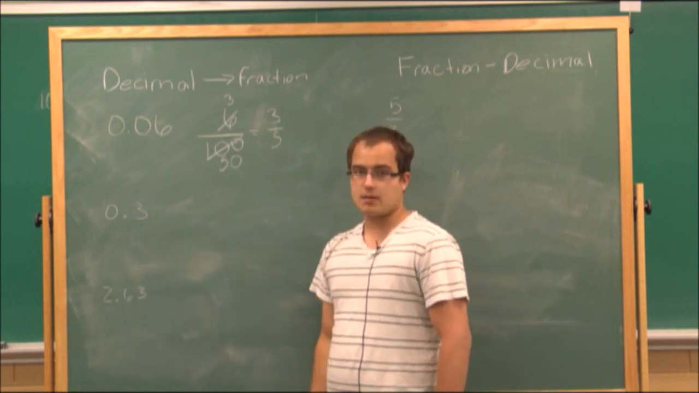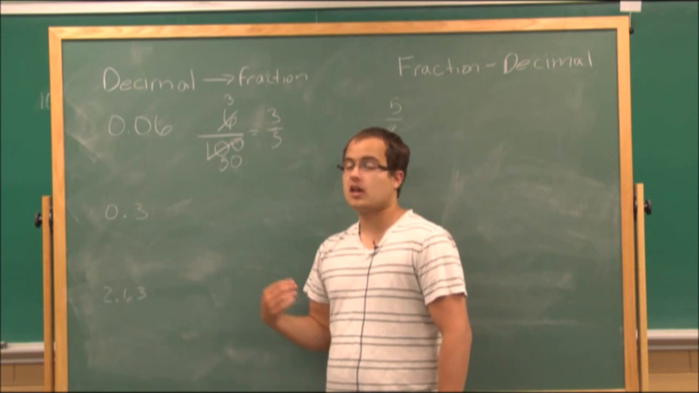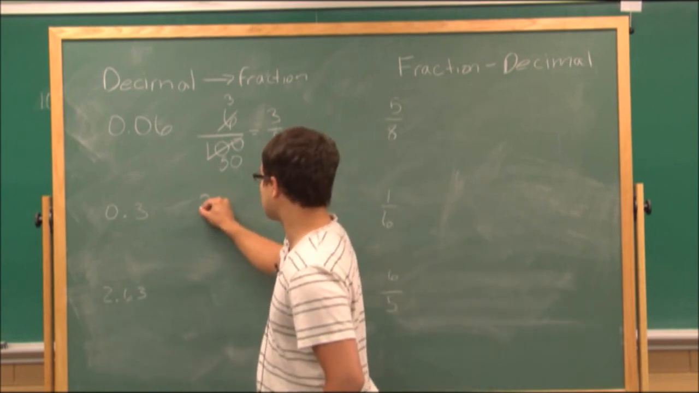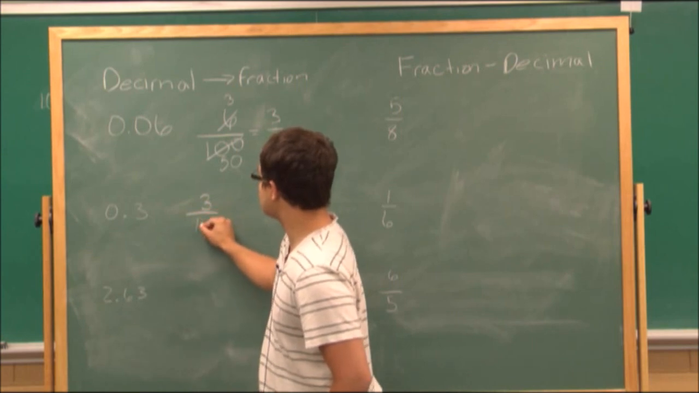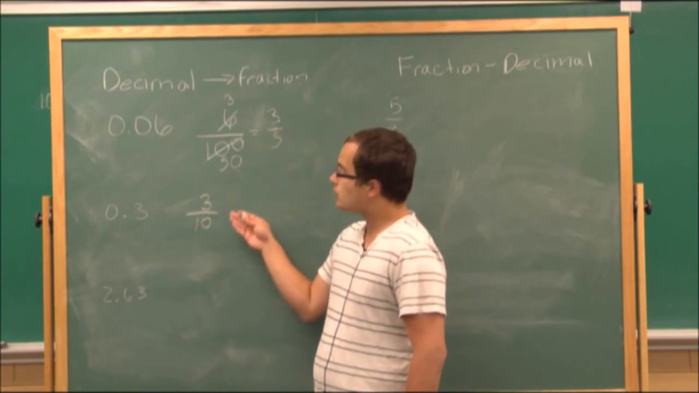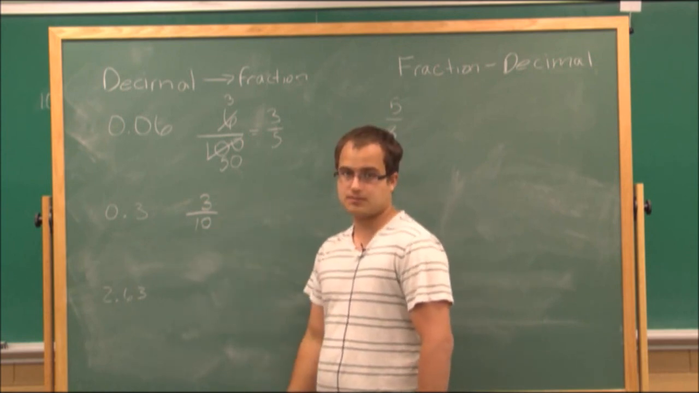Now at the next example, we have 3/10. Again, it's just as if you would read it. So 3 over 10. And reduce if possible. 3 over 10 does not reduce, so our final answer is 3/10.